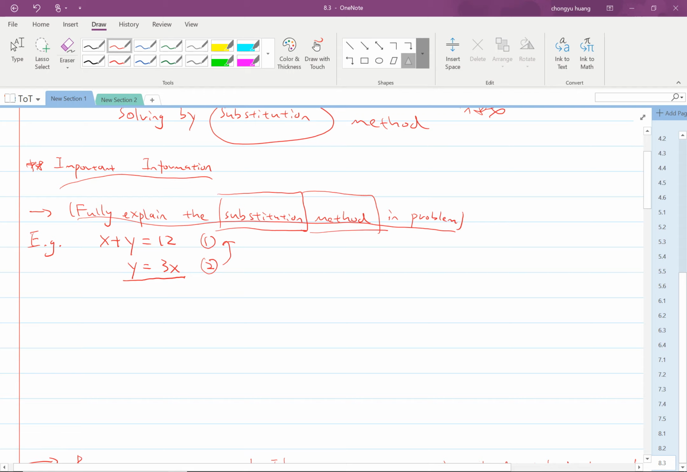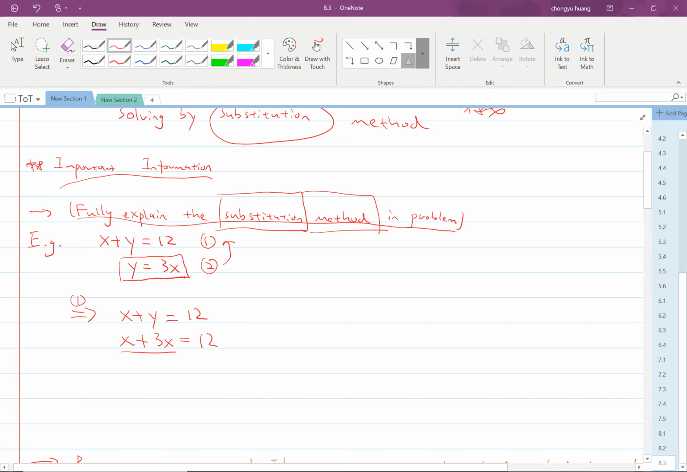Let me show you. x plus y is equal to 12. As you can see over here, y is equal to 3x, so you just substitute 3x into equation 1. As I said before, you substitute a variable into another equation. Let's simplify a little bit.